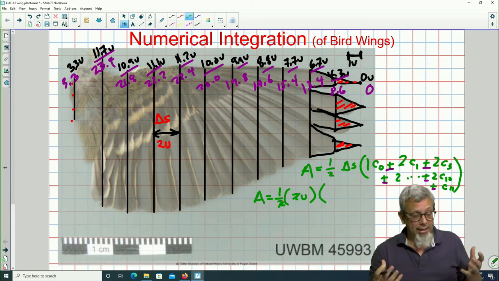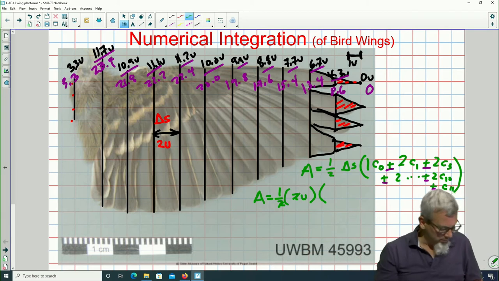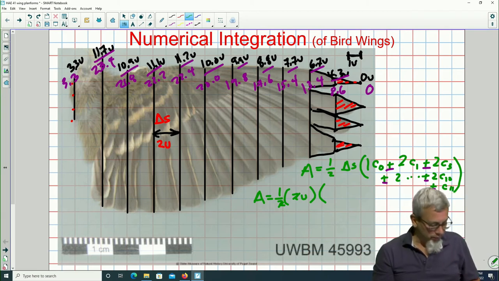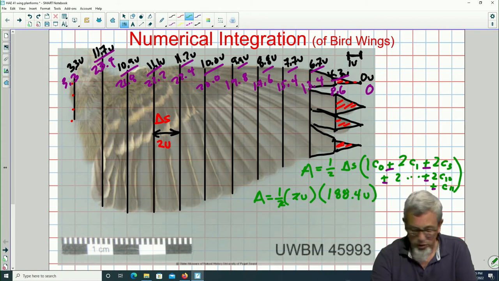They've all been weighted. They've either been counted once or they've been counted twice. And that term is called weighted. Once I've weighted all of those, I'm going to add them all up. I believe, if my math is right here, that they add up to 188.4 linear units.